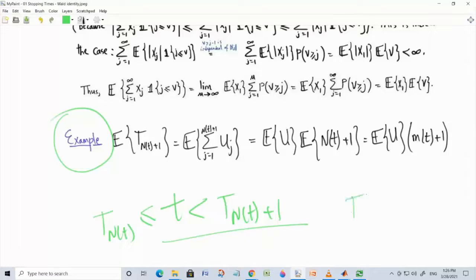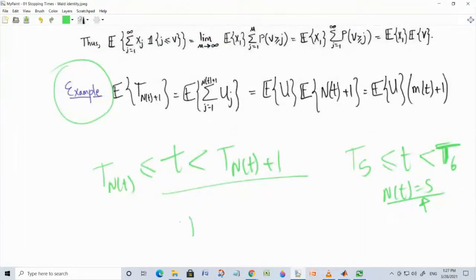Like if N(t) is 5, this means that T5 is less than or equal to t, less than T6. So if I set N(t) equal to 5, which makes sense, if the number of arrivals at instant t is equal to 5, then the fifth arrival occurred at some time from 0 up to t, and then it must be the case that the sixth arrival, or the next arrival, happens after t, right?